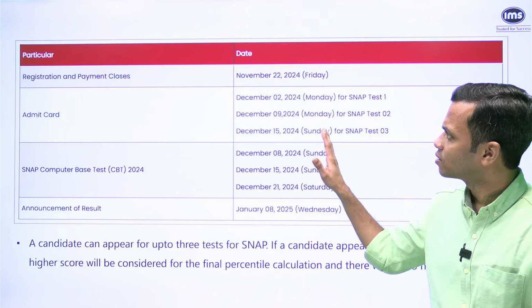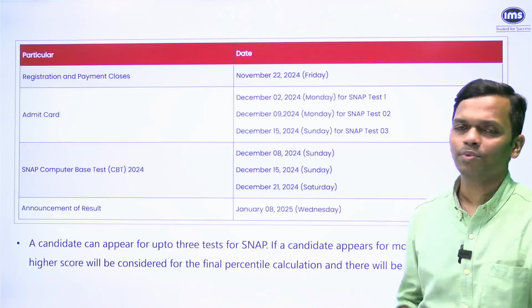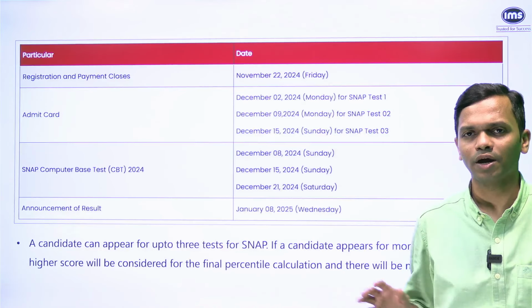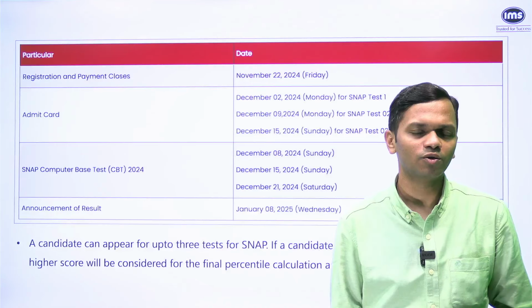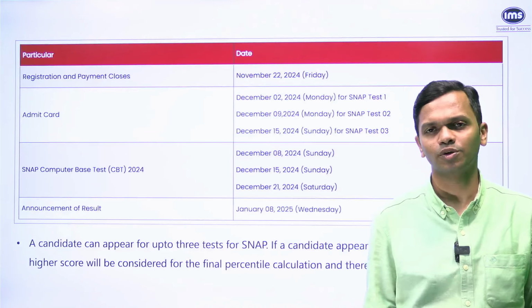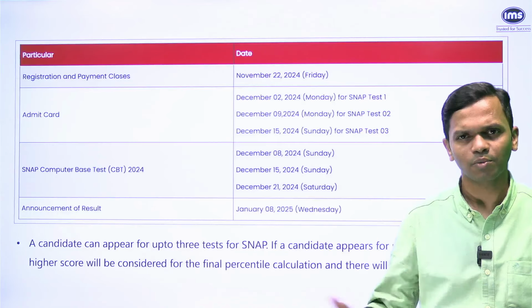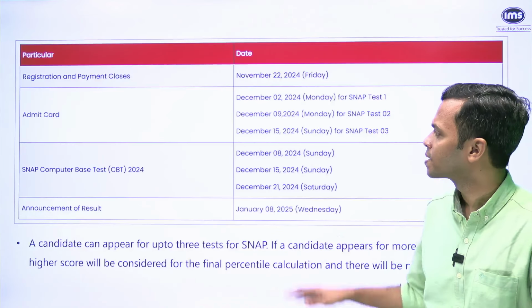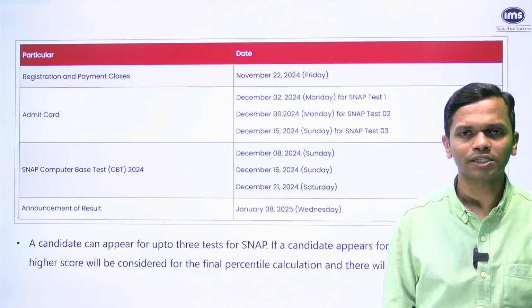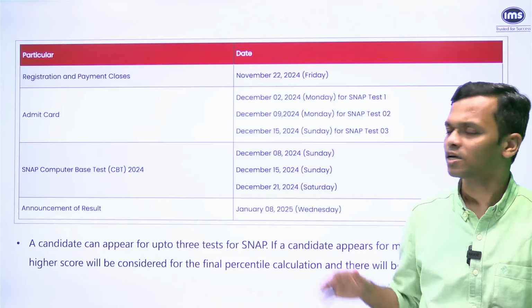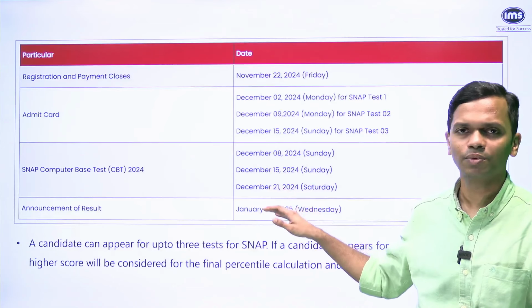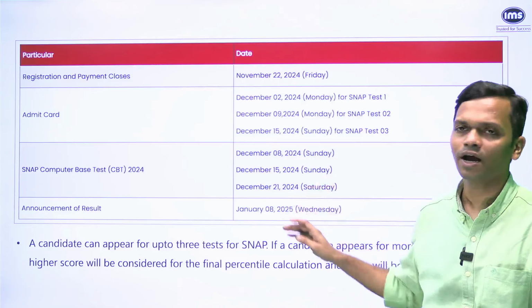So the registration, let's look at some of the important deadlines that are there. Regarding the registration deadline, it is going to happen on 22nd November. So you have to do your registration prior to that. In the description of this video, you're going to find a link using which you can start your registration process, and I'm going to walk you through the whole thing. The admit card for the tests is going to be released on 2nd, 9th and 15th December, respectively for the tests that are going to be conducted on 8th, 15th and 21st.